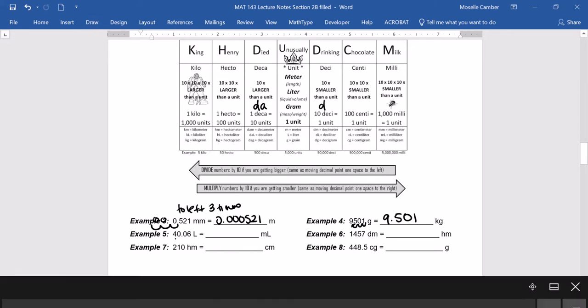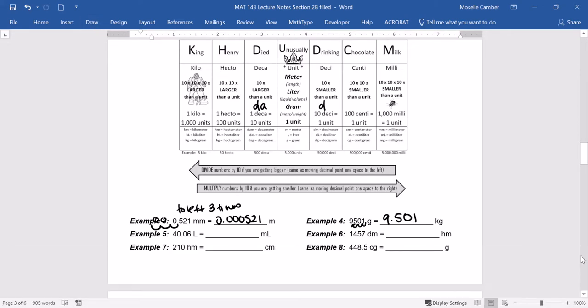Okay, example 5, we have 40.06 liters. And we're going to go to milliliters. So we're starting from our regular unit because there's no prefix. And this time we're going to go right to milli. So we go right 1, 2, 3. So start here, we go right 1, 2, 3, and add a 0. So we have 40,060 milliliters.